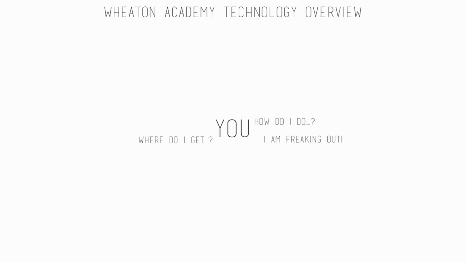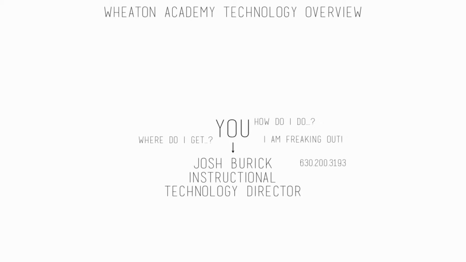in my office, which is in the library, or you can go ahead and call me on my cell phone, which is 630-200-3193, or you can email me at jburek@wheatonacademy.org. So again, my role is really to help you to use technology. And if you run into an issue, I can help problem solve that for you, or at least point you in the direction to get something fixed.